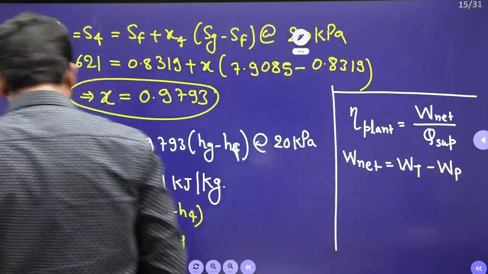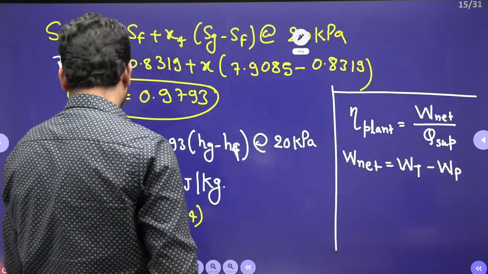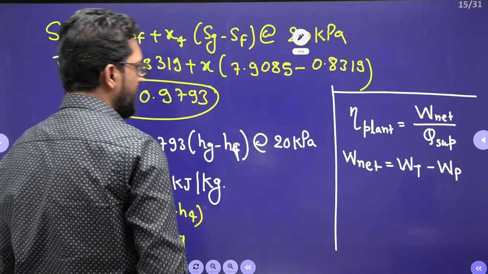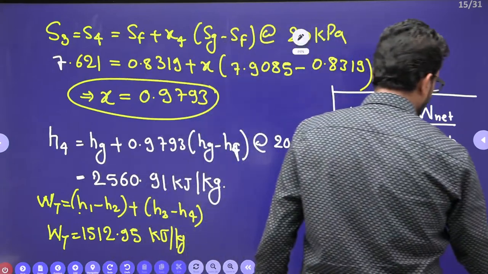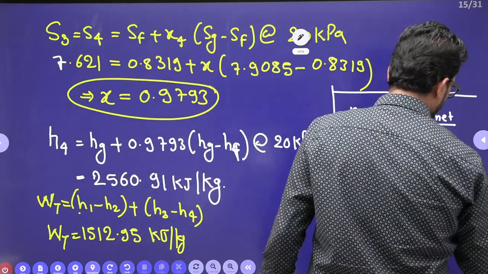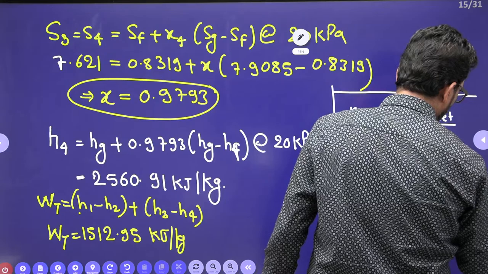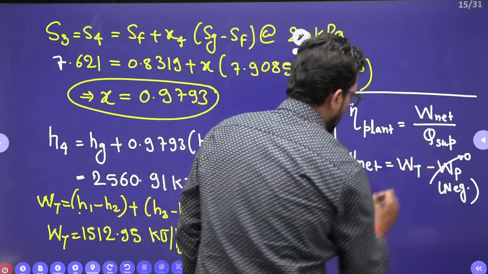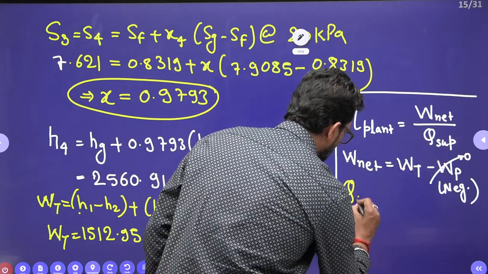Right? If we neglect the pump work, see, there is a pump, but generally we can neglect the pump work. Neglect, no problem. Why? Because this pump work is very small. So neglect. So net work is what? Turbine. Now what is the heat supply?